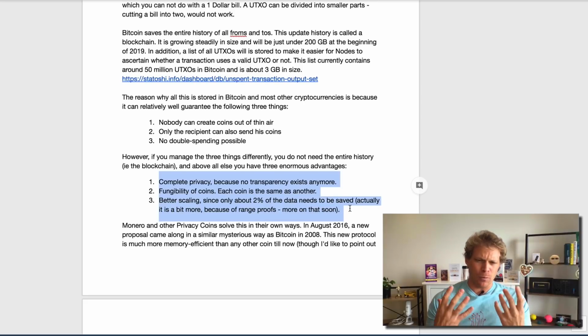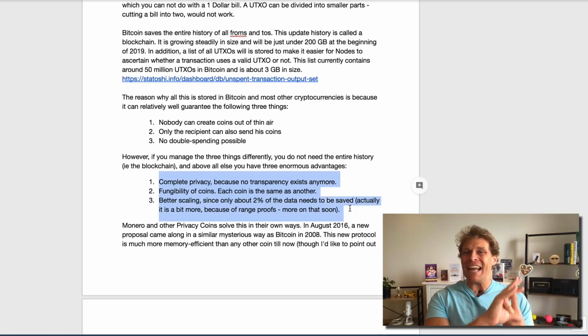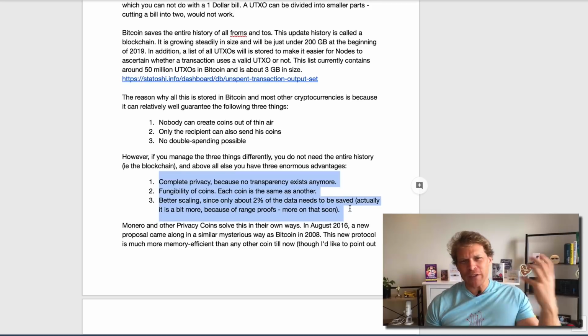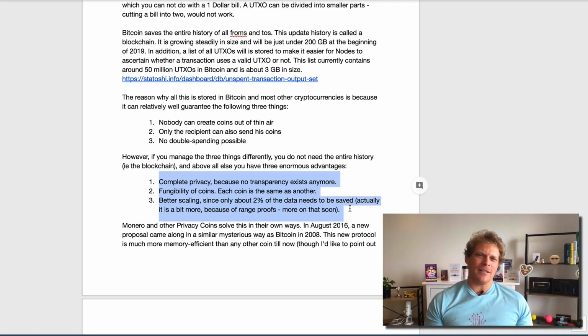So we need to be able to prove that someone is actually sending the coins that this person owns. This person is not creating coins, and this person doesn't double spend. If we could remove the history, we would get a lot of benefits. And different coins, different systems approach and try to solve these problems.